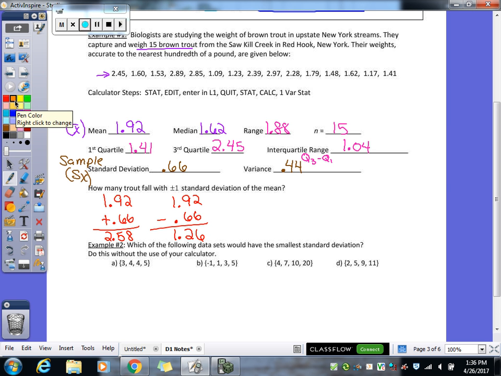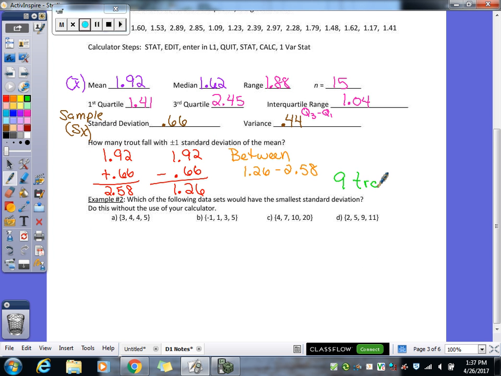1.26. So what we're looking for to find how many trout are within 1 plus or minus standard deviation from the mean is you're looking for their weight to be between 1.26 and 2.58. So go back up here to my list, count how many trout fall in between that range. 9. So there are 9 trout that are minus 1 standard deviation to plus 1 standard deviation around the mean. And we'll discuss a little bit more what that means when we get in our next couple of classes and we look at a bell curve.